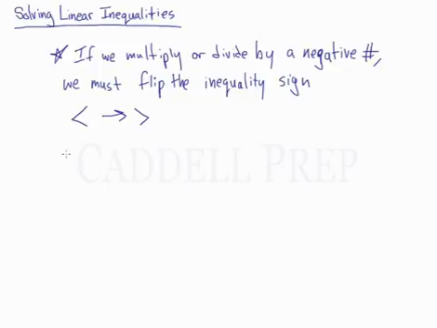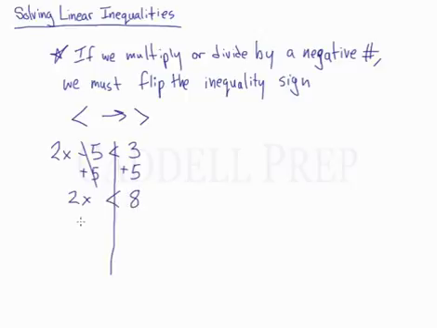Let's look at an example. If we have 2x minus 5 is less than 3, we're just going to treat this like a regular equal sign when we solve. So let's just draw a line down the middle. First thing I'm going to do is add 5 to both sides, because we want to isolate the x. Left with 2x is less than 8. Now from here we have to divide by 2 on both sides. Then we end up with x is less than 4. So this could be our answer.